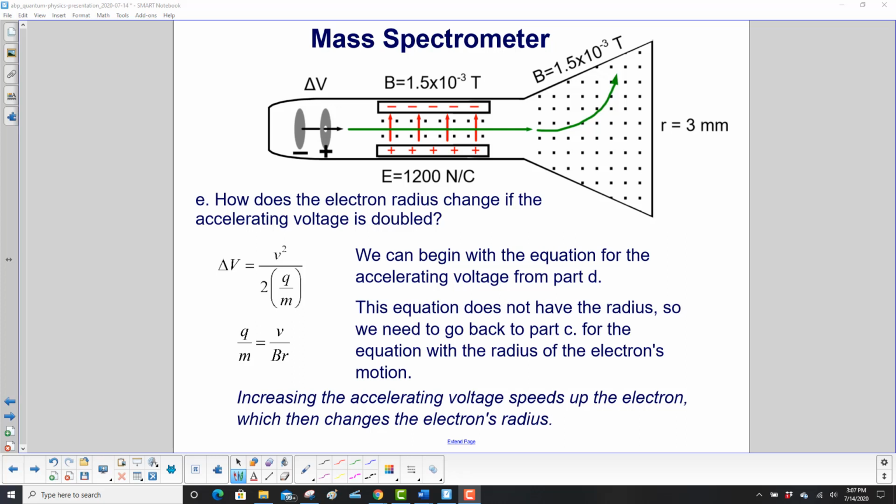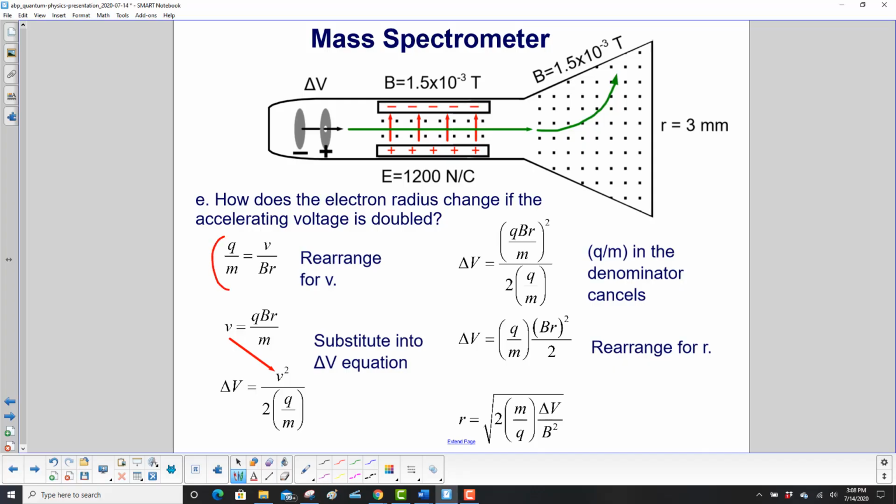How does the electron radius change if the accelerating voltage is doubled? Well, we have our equation here. We begin with this equation, okay, where we put in the charge to mass ratio. It doesn't have the radius, so we need to go back to part C for this equation here, where we had the radius of the electron's motion. And what do we see? If you increase the accelerating voltage, that will speed up the electron, which will then change the electron's radius.